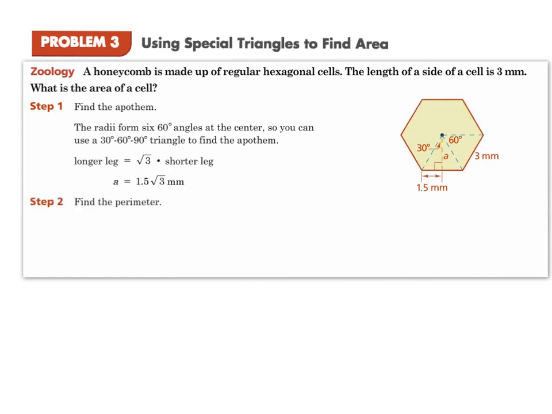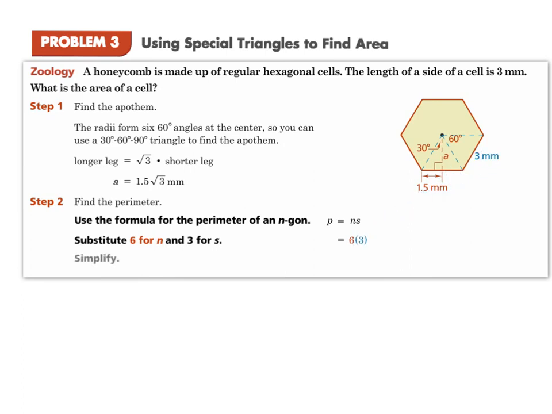Step 2. Now find the perimeter. Use the formula for the perimeter of an n-gon. Substitute 6 for n and 3 for s. Then simplify. So the perimeter of the hexagon is 18 millimeters.